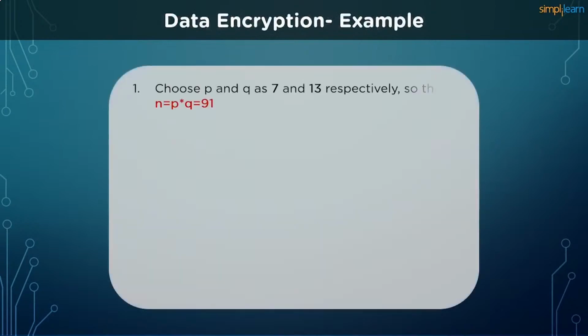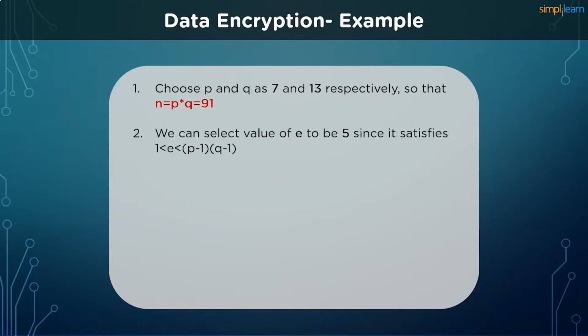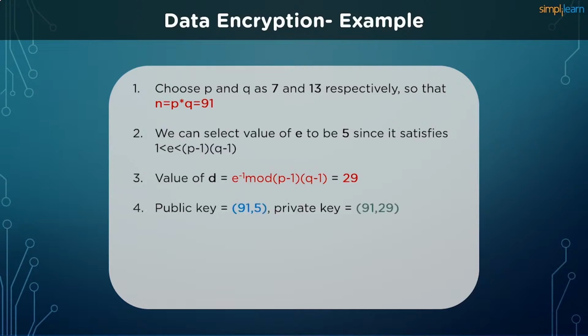When it comes to a data encryption example, let's take P and Q as 7 and 13. The value of N can be calculated as 91. If we select the value of E to be 5, it satisfies all the criteria that we need it to. The value of D can be calculated using the following function, which gives it as 29. The public key can then be packaged as 91,5, and the private key can then be packaged as 91,29.